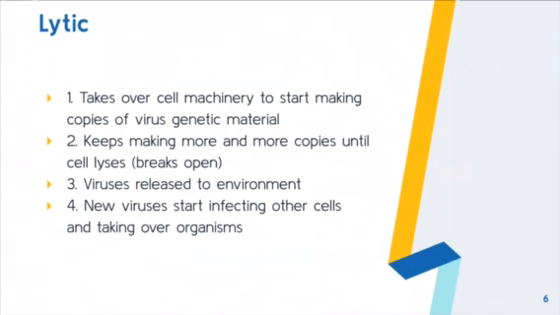In the lytic cycle, the virus takes over the cell's machinery, such as ribosomes, nucleic acid, amino acids, and many other things. The virus takes over such components to start making copies of the virus's genetic material, which is either RNA or DNA. And also, the virus starts making copies of the virus's protein in order to make a protein coat.